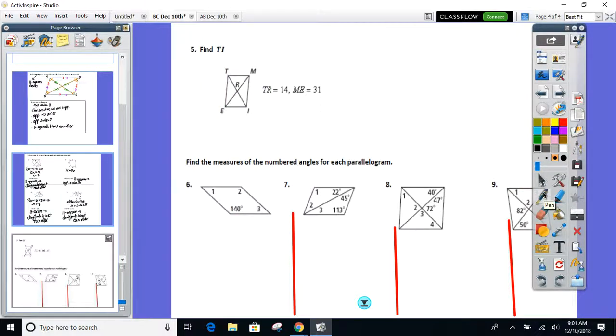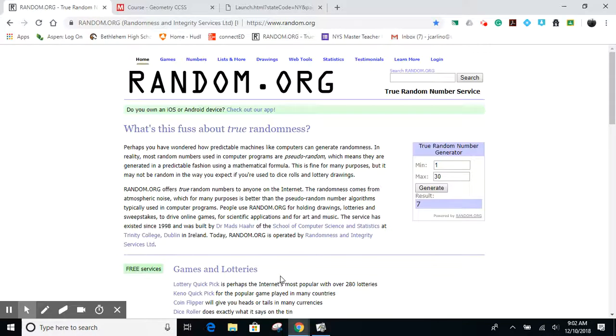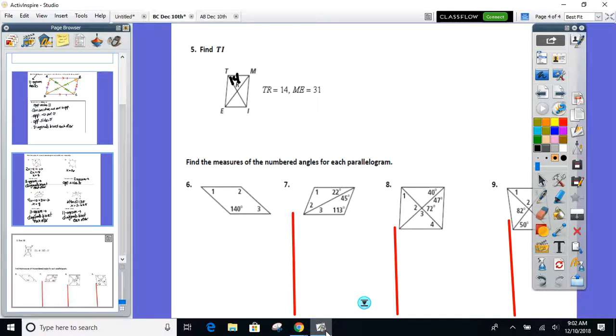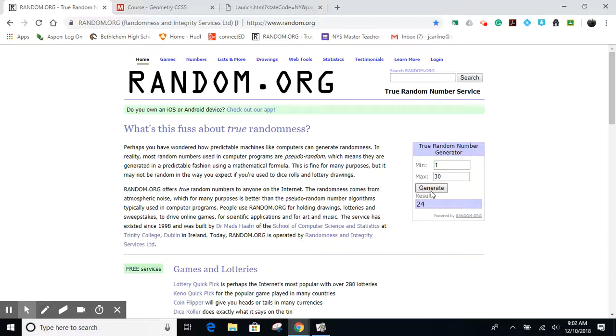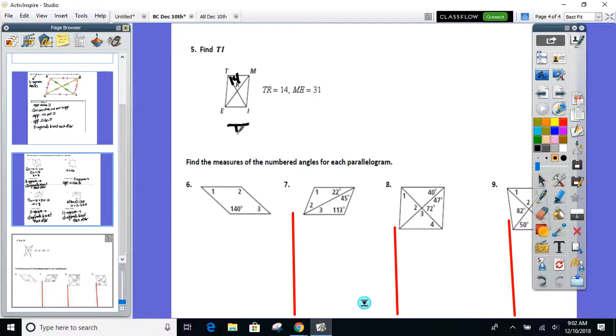All right. TR 14, ME 31. What's the length of TI? TI. 24, length of TI. Yep, how'd you get it? Because the diagonals bisect each other. I'm not asking for the theorem here. Why did I give you the 31? Just to mess with you, as some of you I did. All right, why did that 31 come into play? It has no use. Okay, I guess you could cut it in half and give me MR and RE, but I wouldn't care.